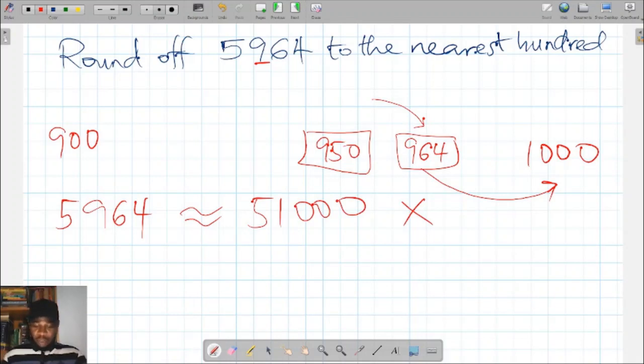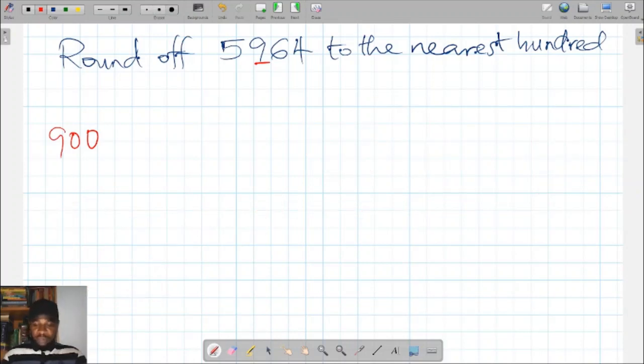Instead, what we're going to do is replace the 964 in 5964 with three zeros, and then carry the 1 from the 1000 and add it to the 5 here. We're going to have 6000. And that is why it is always better to start off your journey of approximation with the full number in mind.